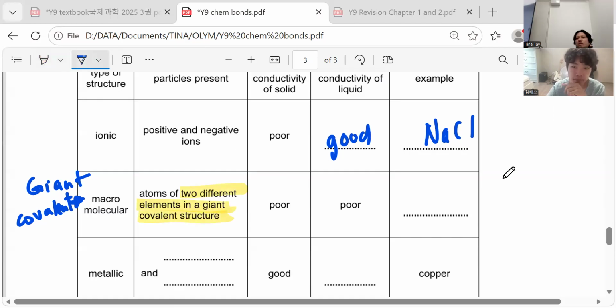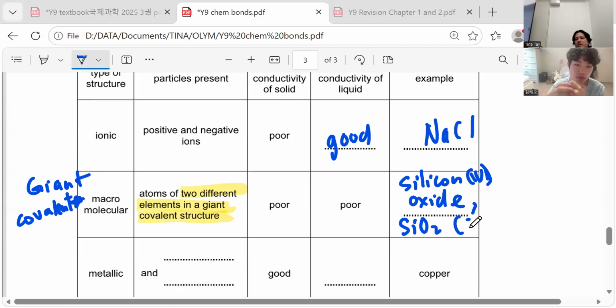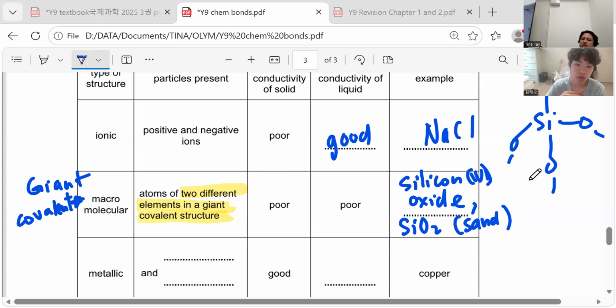So this one is called silicon dioxide. I'm going to teach you now. SiO2, which is actually sand. So silicon has four bonds. It's bonded to four oxygen. But oxygen only has two bonds, like that.